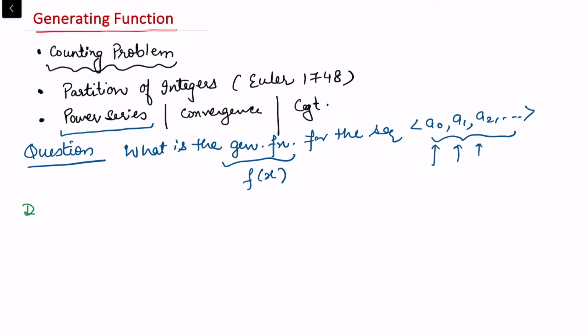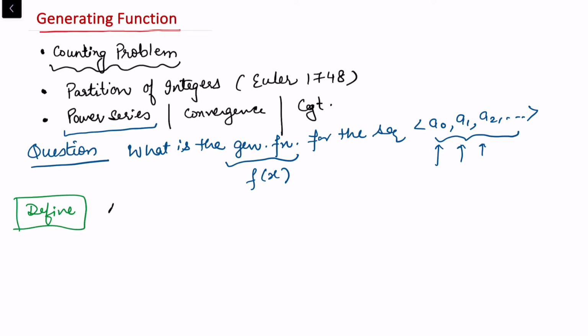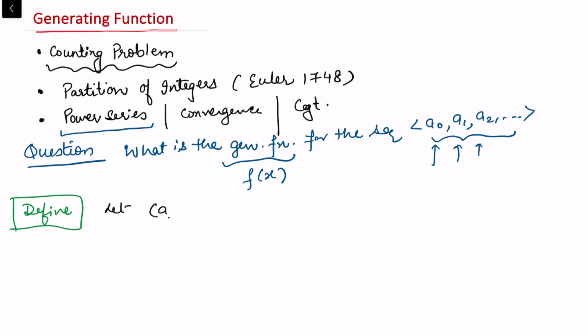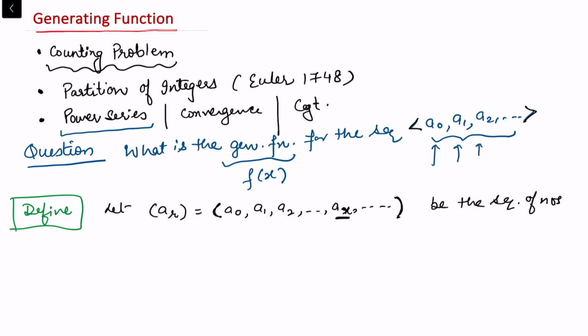We define formally, in connection to this question, what a generating function is. Let me consider a sequence, and the general notation for the sequence is a_r. This consists of the numbers a0, a1, a2, up to a_r and so on. This is the rth term, the rth number in the sequence, and we can show it with brackets or with parentheses. Let us say this is the sequence of numbers.